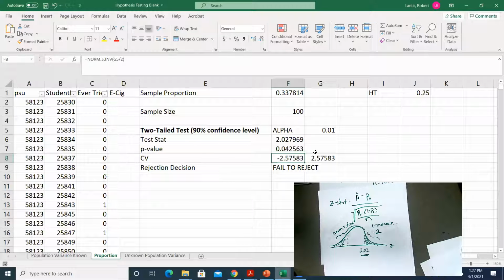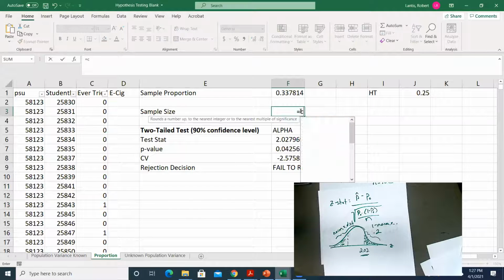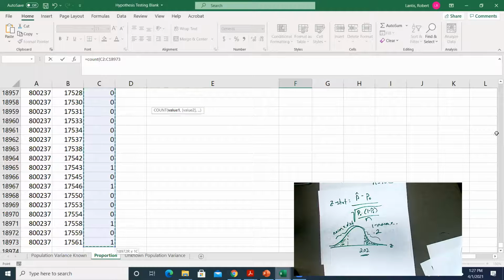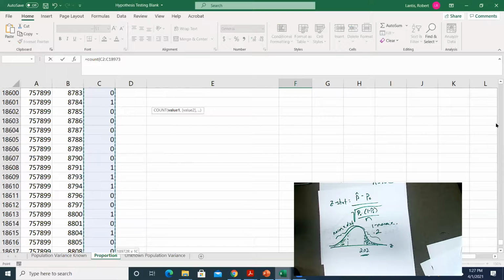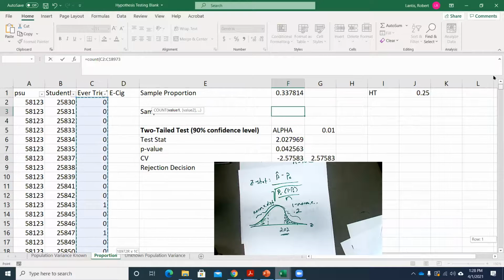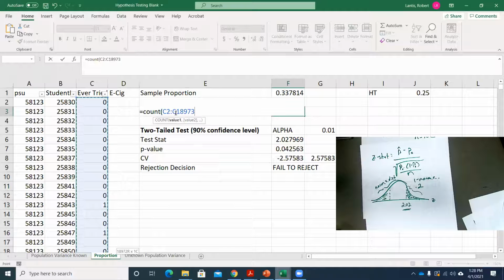I'm going to try to walk us through something here. Okay. So I've got this rejection decision. I'm failing to reject at the 1% significance level, and alpha is 0.01. What if instead I don't use 100, but I use the correct sample size, using that count function to count the number of observations? Here, I have to move this so I can scroll up fast. Okay. So when I hit enter here, it's going to put in the actual sample size.